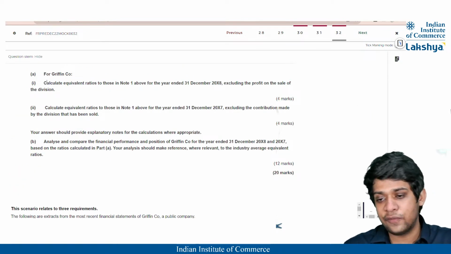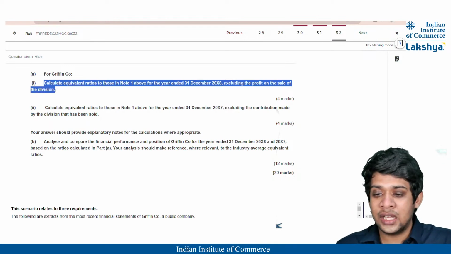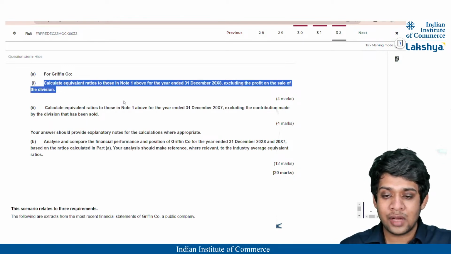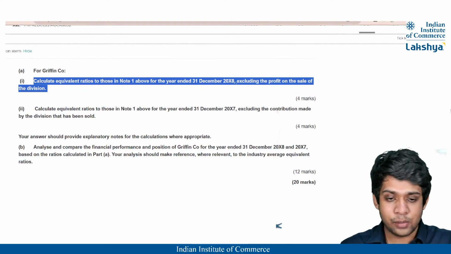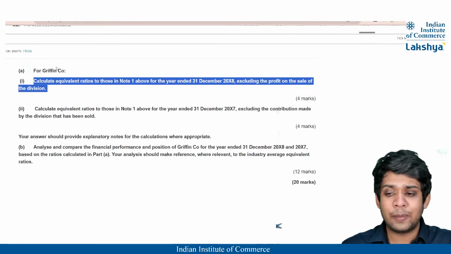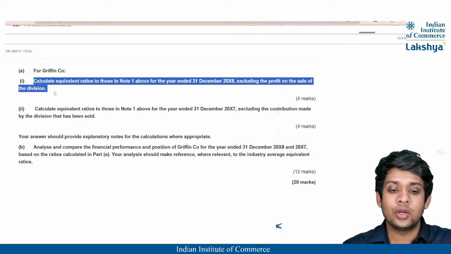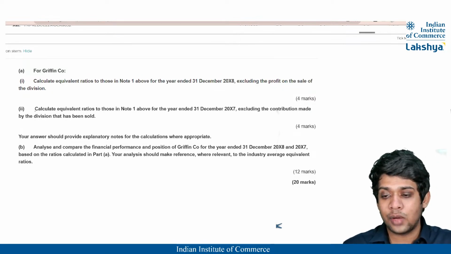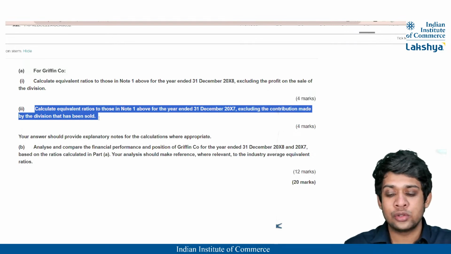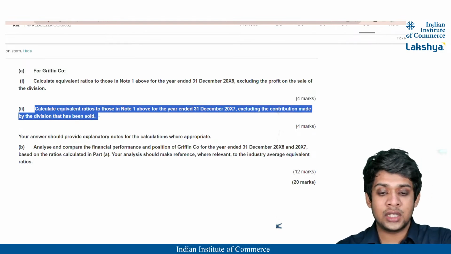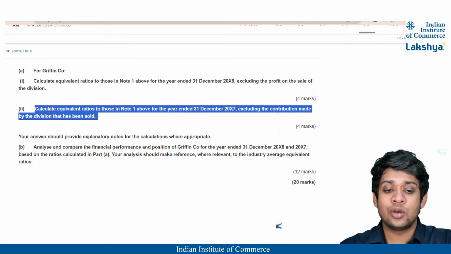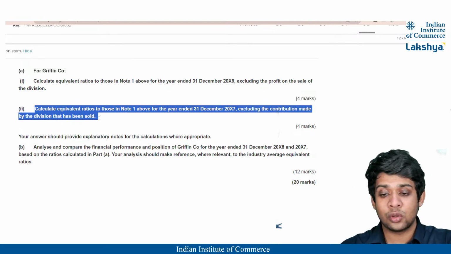So for Griffin Company, the first requirement is to calculate the equivalent ratios to those in note 1 above for the year ended 31st December 2008, but excluding the profit on sale of the division. So don't include the profit on sale of the division. Second one, calculate the equivalent ratios to those in note 1 above for the year ended 31st December 2007, excluding the contribution made by the division that has been sold. So the division that was sold, all of its revenue, cost of sales, everything is going to be eliminated, and then we will get an adjusted 31st December 2007 ratios also, right?